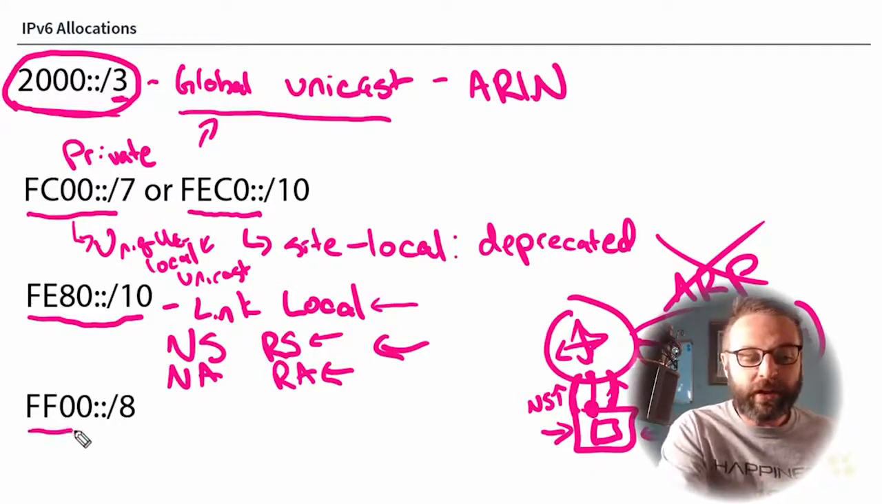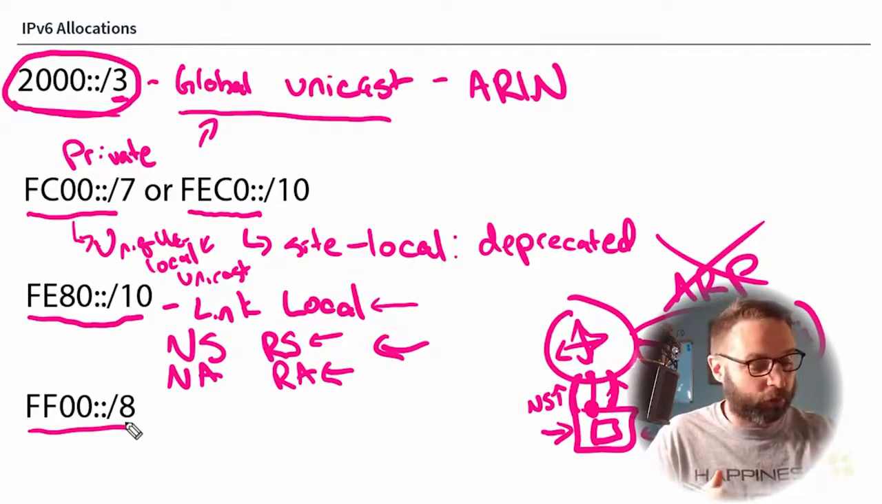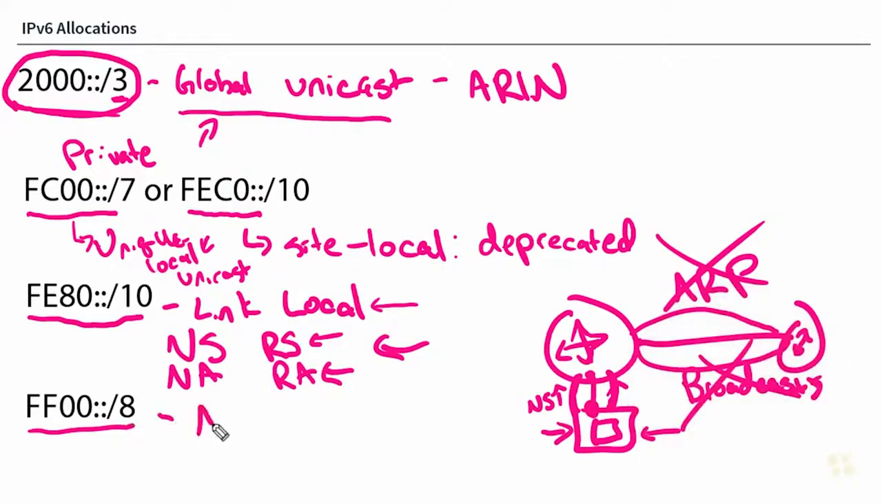Now, the last one that we're going to talk about is FF00. This is multicast addressing within IPv6. If we pay close attention here to the /A, that means the first two will always be FF, and the last two could change up a little bit. Here's the thing about multicast addressing in IPv6: we're kind of fortunate in this regard that it didn't change a whole lot from the IPv4 addressing schemes.